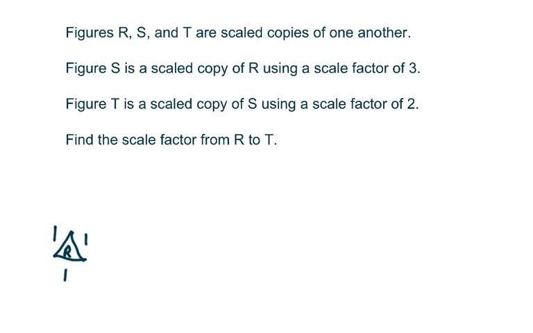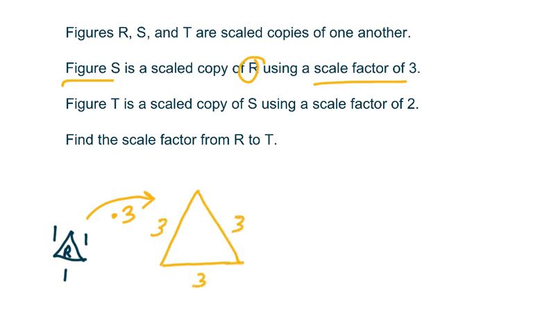Then I know that figure S is a scaled copy of R using a scale factor of 3. So that means that I will take each side length and multiply it by 3. So 3 times 1 is 3, and I have a side length of 3, 3, 3. And that's for figure S.